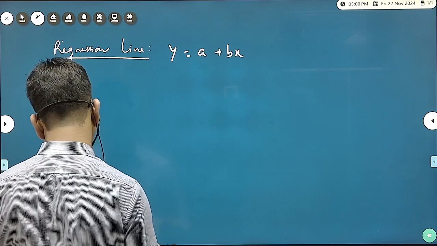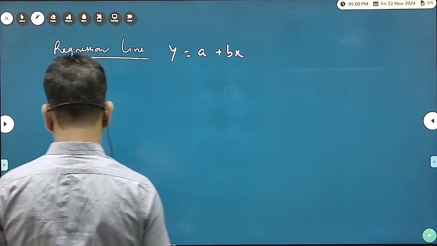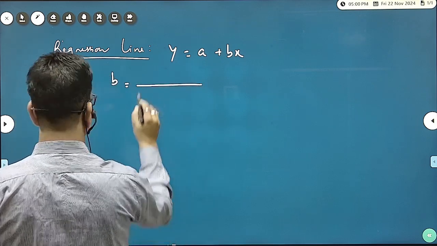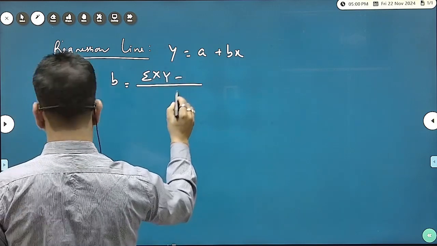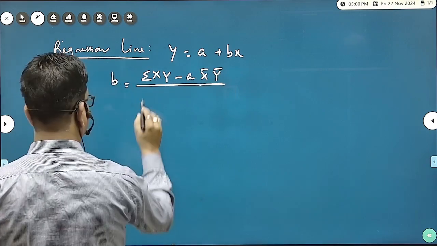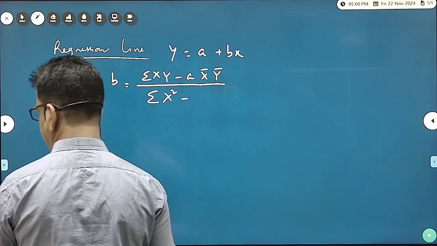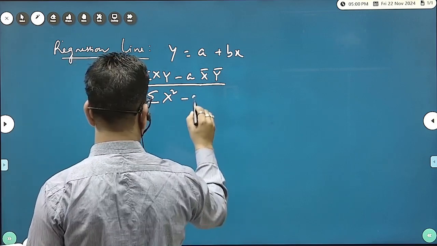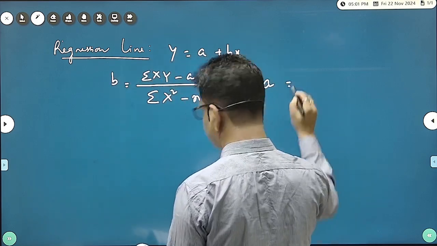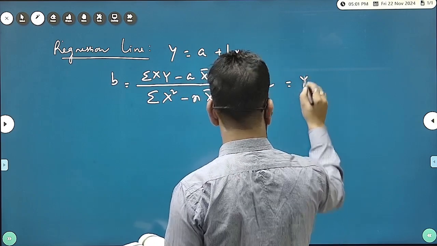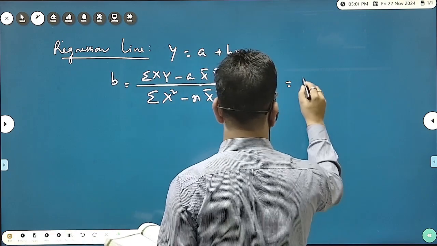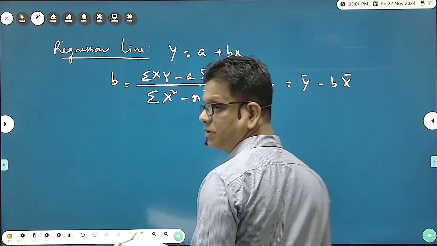We found this equation where b and a we are finding by using b equal to summation of xy minus n x bar y bar, divided by summation of x square minus n x bar square. So this is what you used to get b, and a was y bar minus b x bar. So it was a, right?